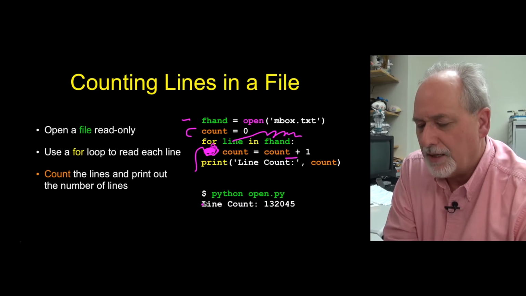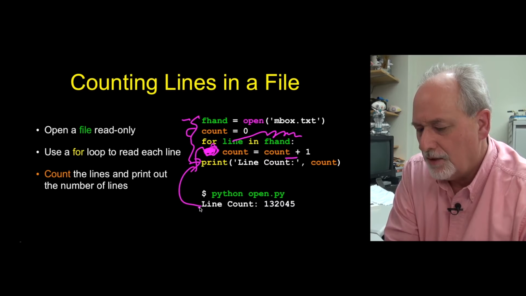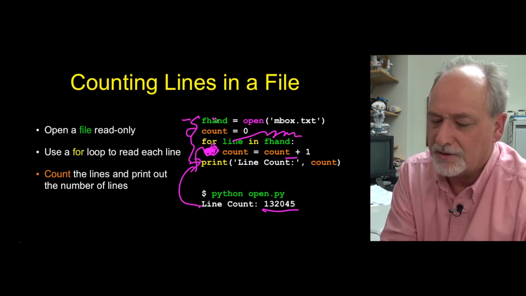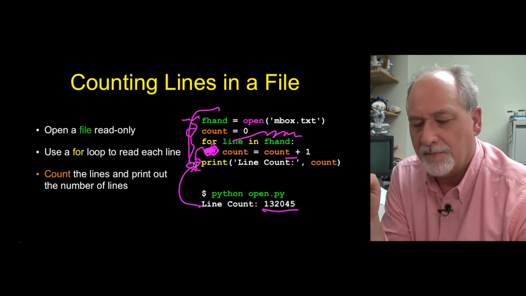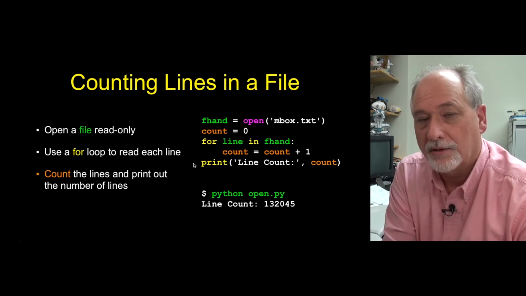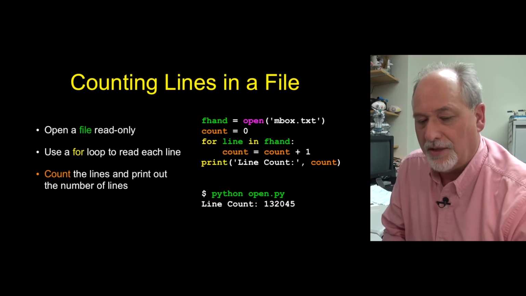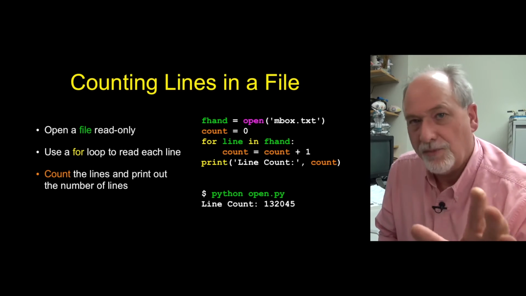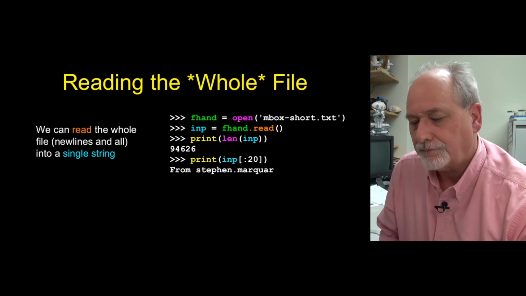And so if we open inbox.txt, this is going to do all this work and then print this line out and say line count is 132,045. So this is a little 5-line program that shows you how to count the lines in a text file using Python. Again, simple and elegant and not too much syntax for you to have to learn.